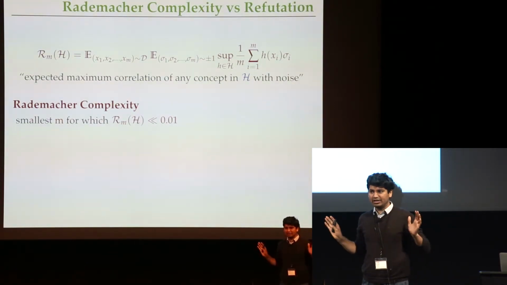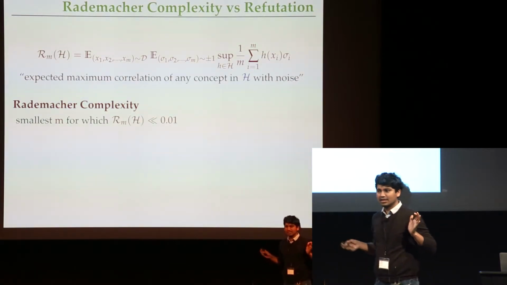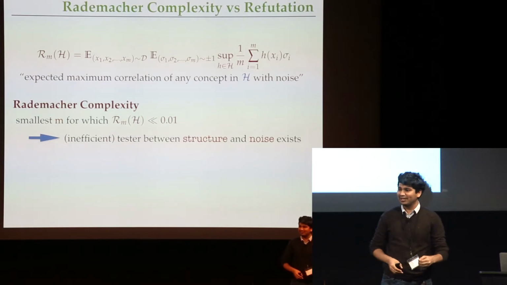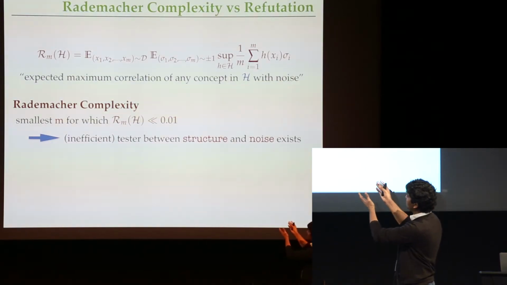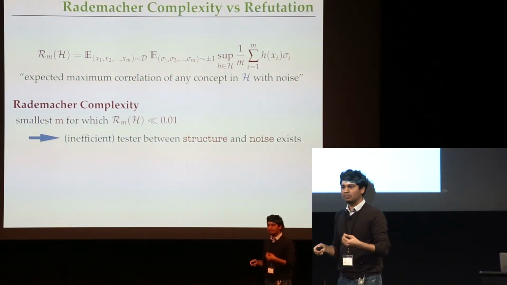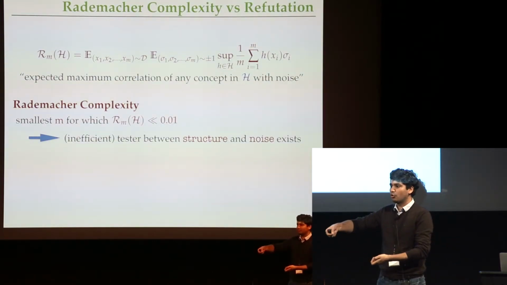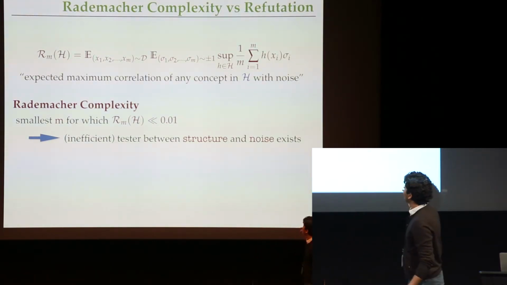Okay? Is the definition clear? Good. So the first thing I'm going to observe is that in some sense almost by definition this is trying to get at the problem of testing between completely random noise and some tiny bit of correlation in the labels. Okay? And why is that?